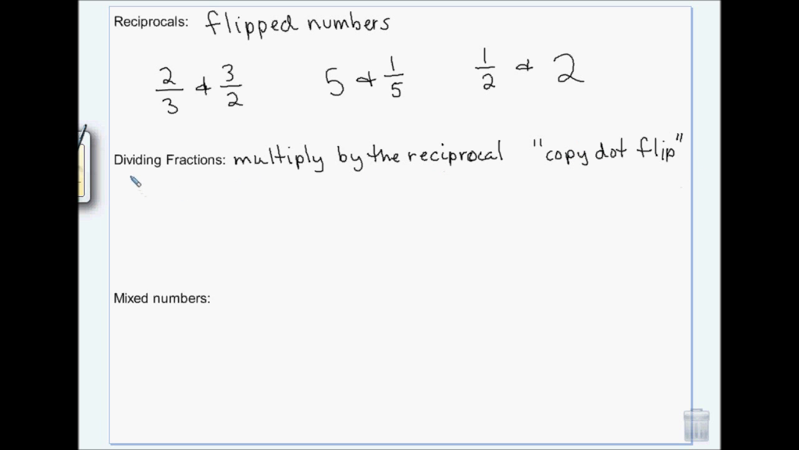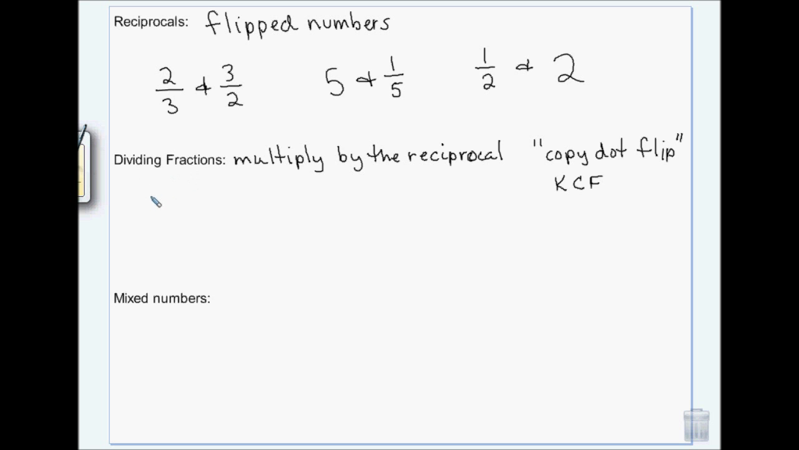You may have heard KCF instead of KFC, keep, change, flip. Have you guys heard that one? Keep, change, flip. Yeah. So this is keep, change, flip. I like copy dot flip. It's whatever makes you remember it. It doesn't matter.